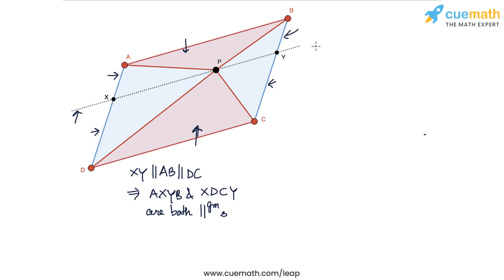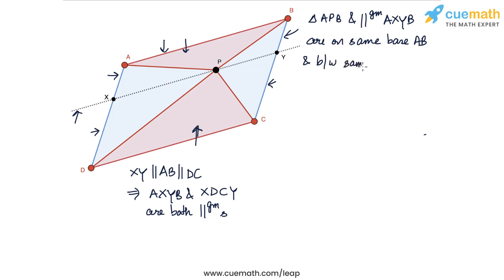Now let's think about the area of triangle APB. We can see from the figure, and we saw in the simulation, that triangle APB and parallelogram AXYB, they are on the same base AB and between the same parallels AB and XY. So let's write this out. Triangle APB and parallelogram AXYB, they are on the same base. The same base is AB, this side. So same base is AB, and they are between the same parallels, and the parallels are AB and XY.